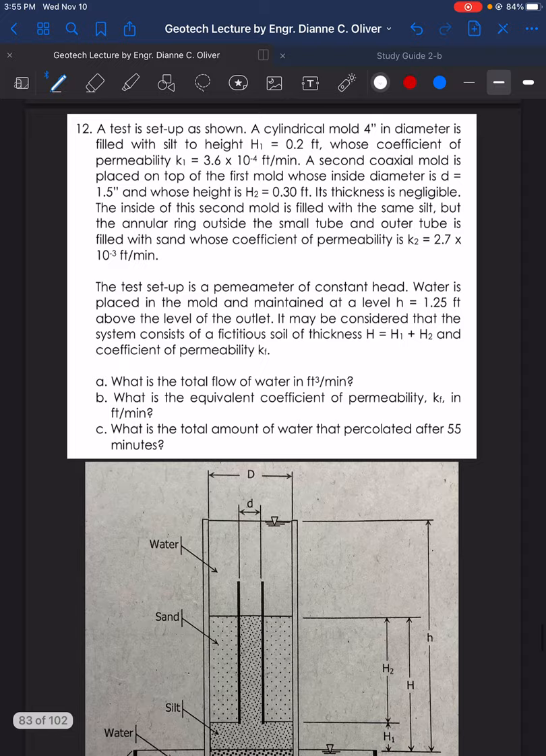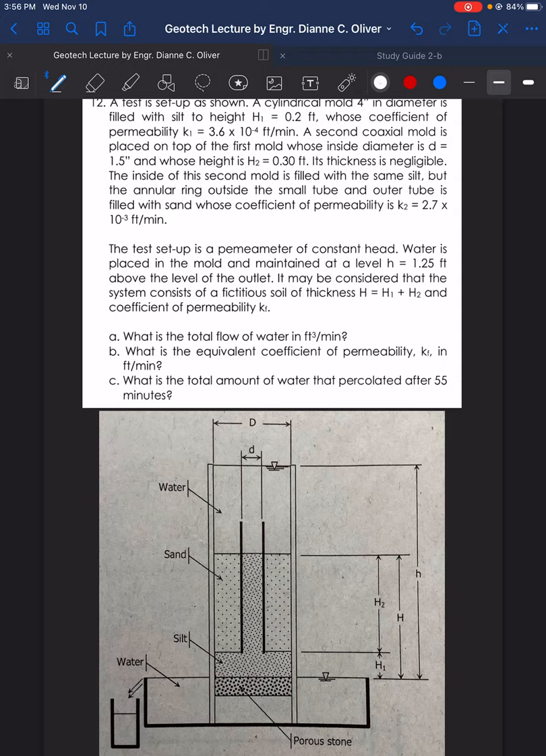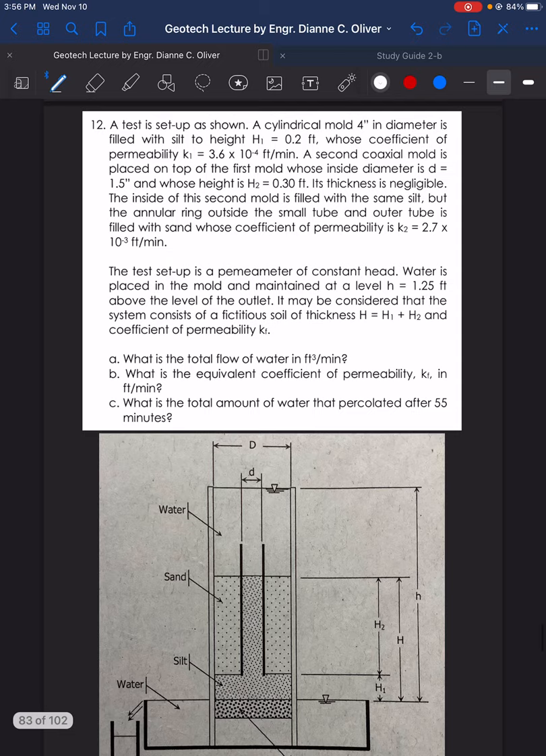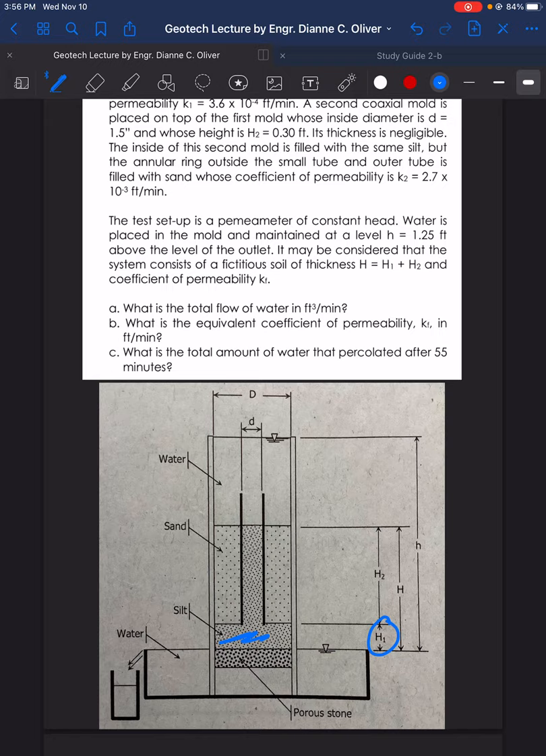A test setup is shown. A cylindrical mold, 4 inches in diameter, is filled with silt to height H1. So the diameter here is 4 inches, the diameter of the entire mold. It's filled with silt to a height of H1, 0.2 feet. So this is the H1. This is silt here to this portion there.